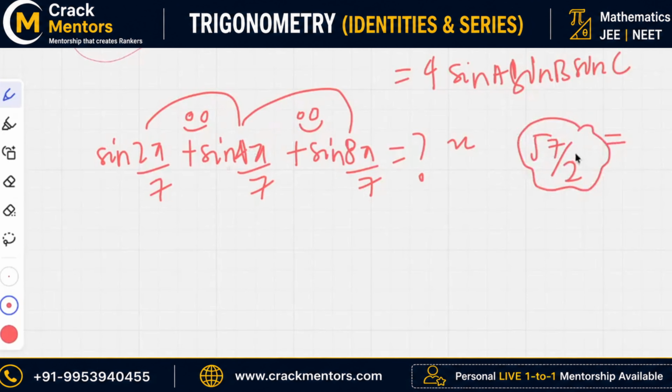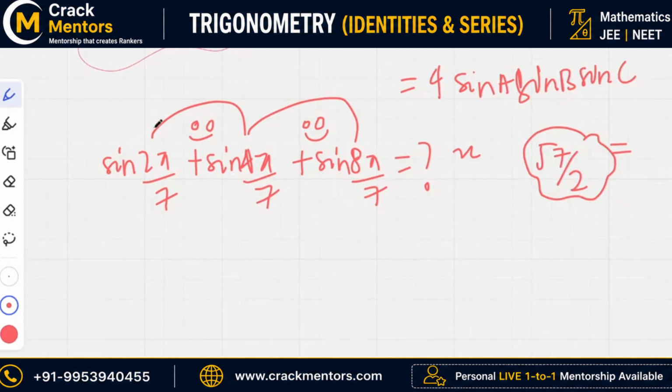This is how much? Root 7 is approximately how much? Root 7 is about 2.64, so it's 1.32. Okay, I think it's correct. But why did you, what do you get? Did you get an equation?